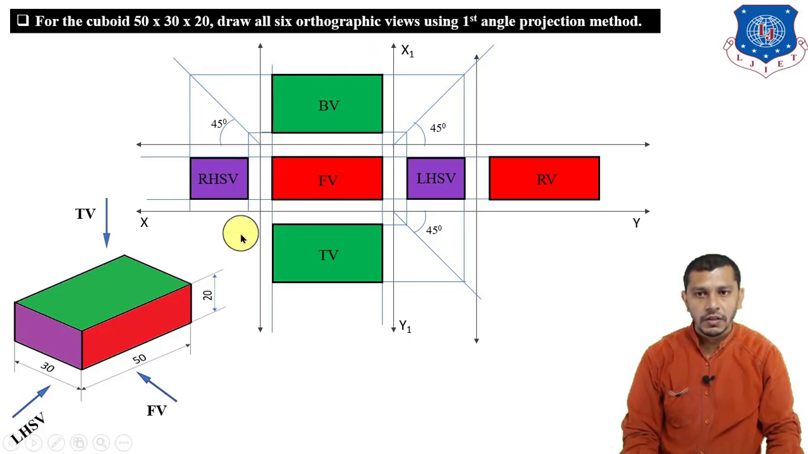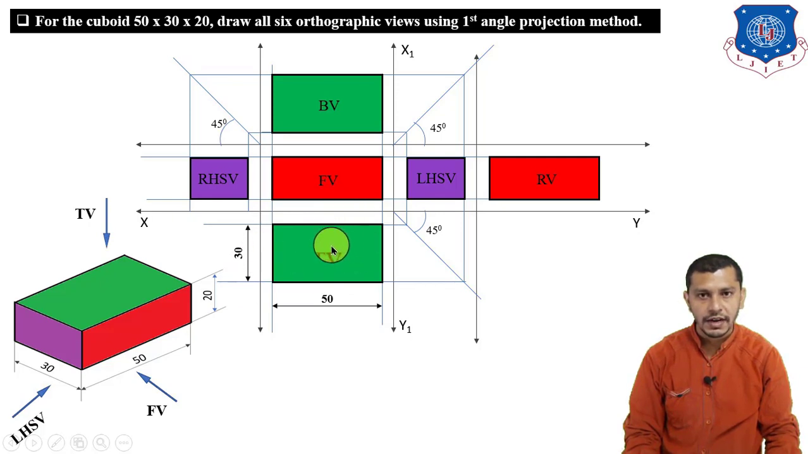So after drawing all the views of the object, at the end we have to give the dimensions because dimensions are compulsory. So in the top view this will be the length and this will be the width, length 50, width 30, because the top view is a rectangle having length 50, width 30. And here we will give the height 20 mm because in the right hand side view, front view, left hand side view and rear view, we will get the height. So give the dimensions of the height over here.